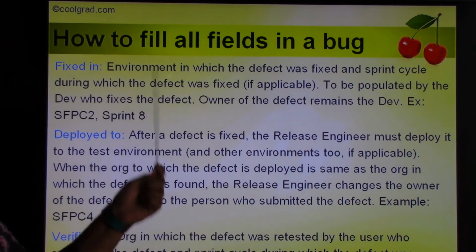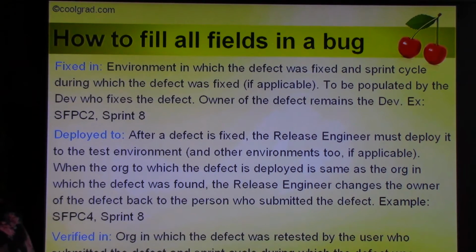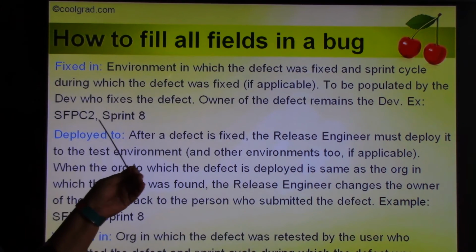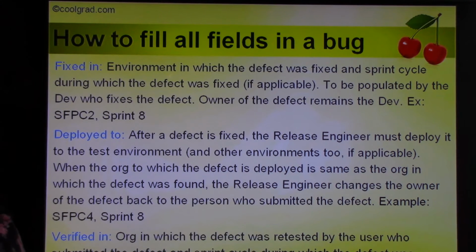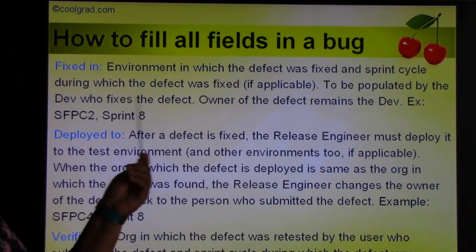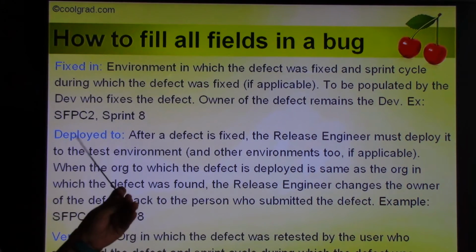Fixed in. Once we identify the bug and the root cause and give it to the developers to be fixed, once the developer fixes it, he says in which environment he fixed it, and he logs, say, SFPC2 sprint 8. So he actually took 2 or 3 weeks to fix this bug, and in sprint 8, in which particular build he fixed this. So the developer records that.